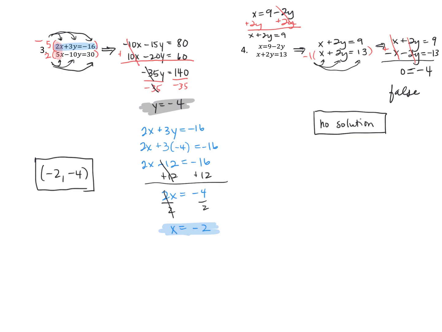If you put these into slope-intercept form, meaning y equals mx plus b, you would see that these equations have the same slope, and that's because they're parallel lines. And so parallel lines never intersect, and so there's no solution to this system of equations.